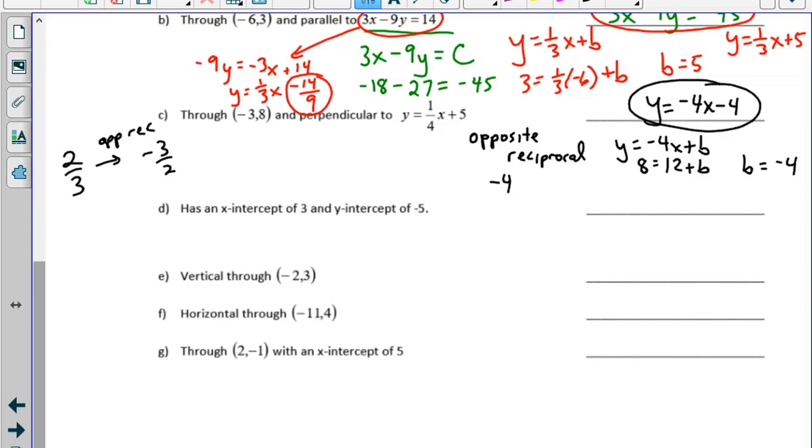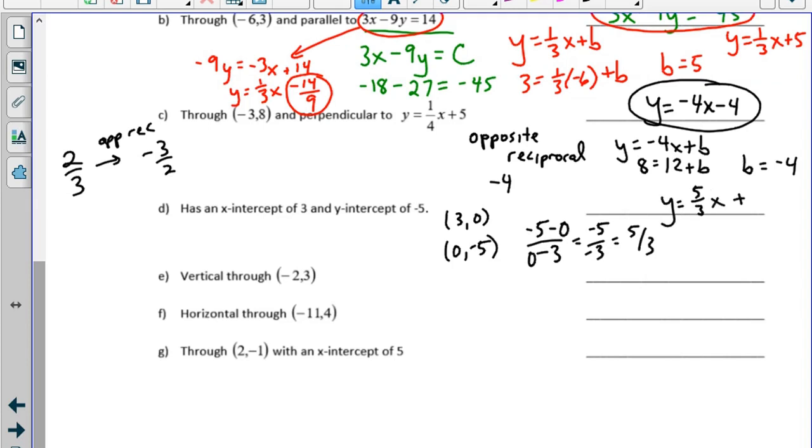Letter D, x-intercept of 3 and y-intercept of -5. That means I have 3 comma 0 and 0 comma -5 on my line. So what I can do is figure out the slope of that. -5 minus 0 over 0 minus 3. That's a slope of -5 over -3, or 5/3. So then I can just write y equals 5/3 x minus 5. The reason I can just put in -5 is it already told me what the y-intercept was. So slope-intercept form is really easy there.